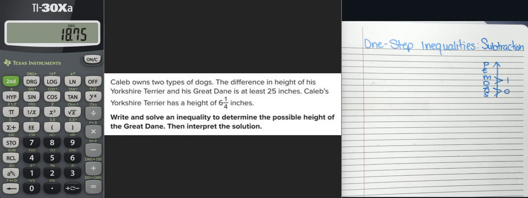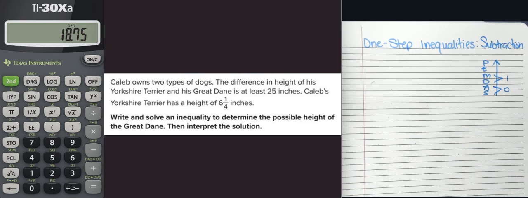All right, so we are working on examples where we're going to write and solve one-step inequalities. And this is going to be a subtraction problem that we're going to look at. So we have Caleb that owns two types of dogs. The difference in the height of his Yorkshire Terrier and his Great Dane is at least 25 inches. Caleb's Yorkshire Terrier has a height of 6 1/4 inches.